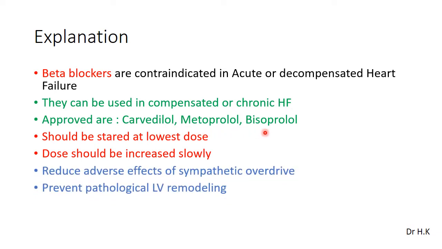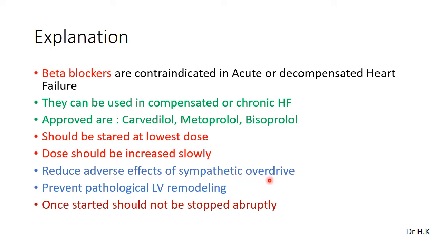So what they do is reduce the adverse effect of sympathetic overdrive over the heart and prevent pathological left ventricle remodeling. So these two are the uses of beta blockers and they are used in low dose. High dose will affect the heart adversely by exerting a negative inotropic effect. And once started, they should not be stopped abruptly, otherwise it can have adverse consequences.